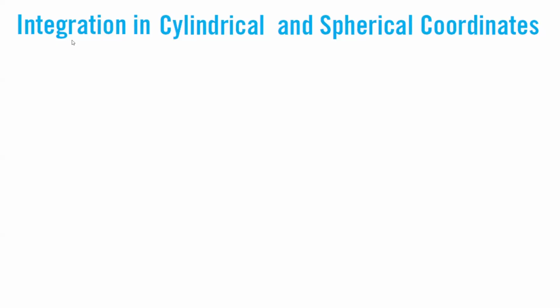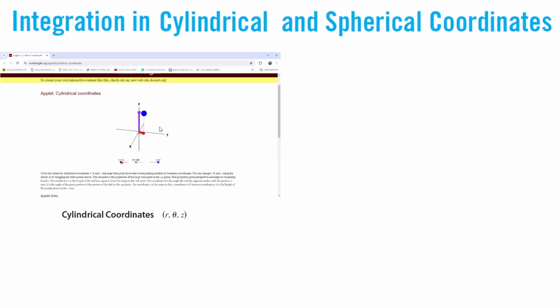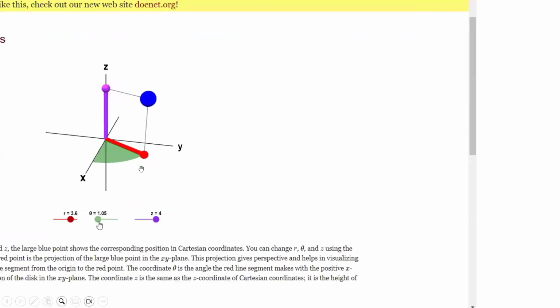Sometimes it's easier to convert integrals into cylindrical and spherical coordinate systems because it makes the calculation easier. In the cylindrical coordinate system, we represent the point as r, theta, and z, which is basically the polar coordinate form. R is the distance between the point and the origin in the xy plane. Theta is the angle between the positive part of the x-axis in the xy plane, and z is the z value.